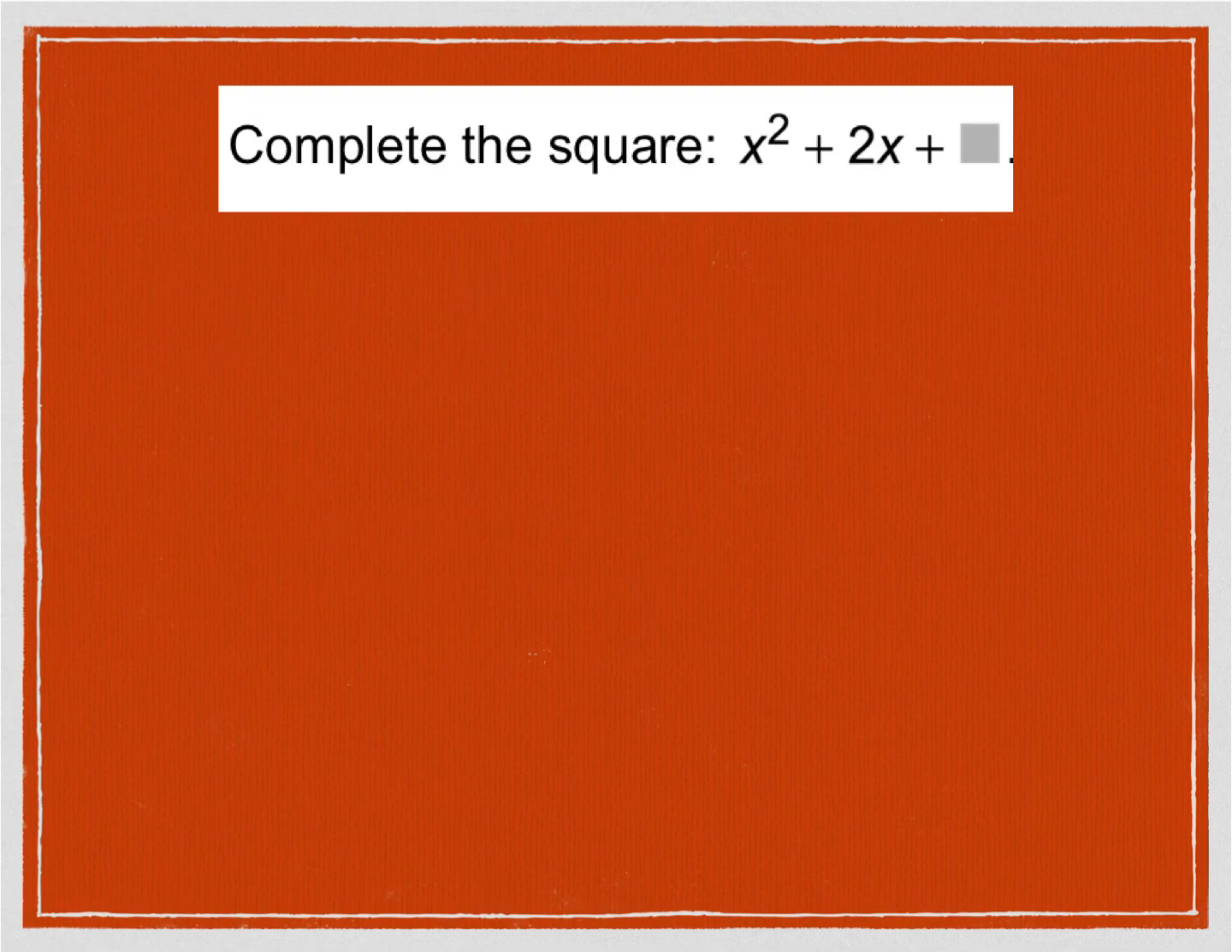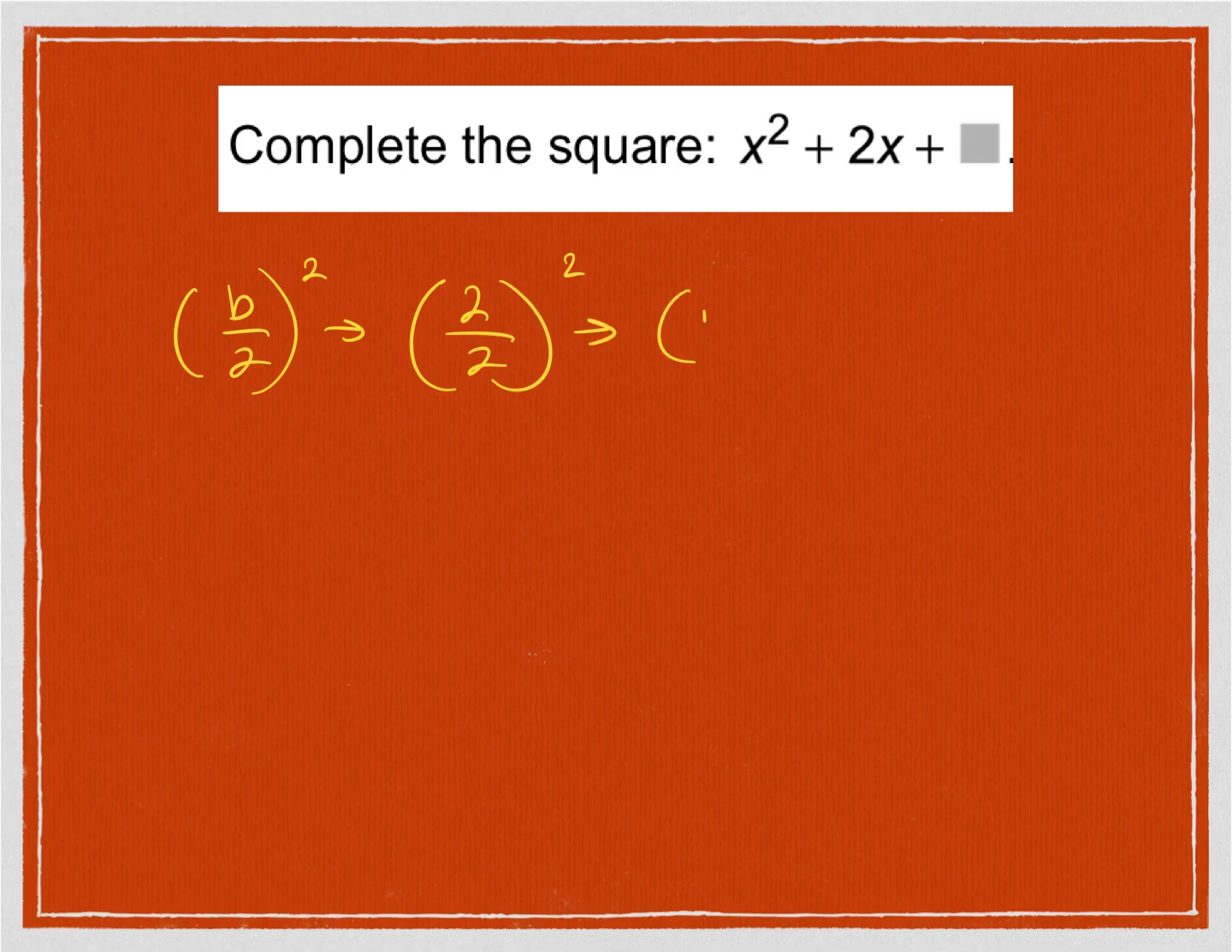For this one, we look at a, which is equal to 1. We're going to look for our b over 2. That's going to be 2 over 2 squared, which gives us 1 squared, which equals 1. So 1 is the number we're missing. If you were to plug it in, it would be x squared plus 2x plus 1.